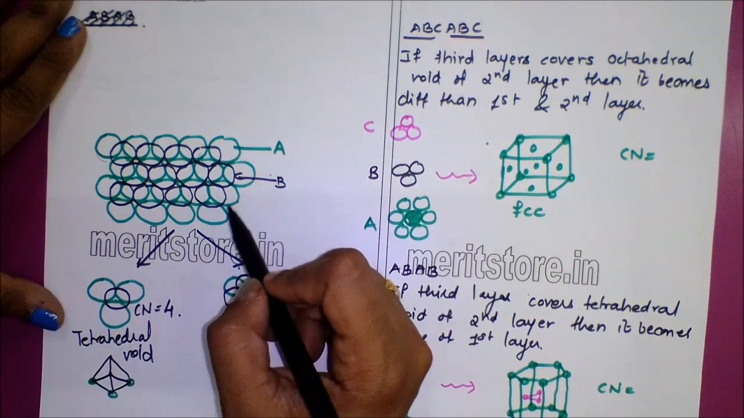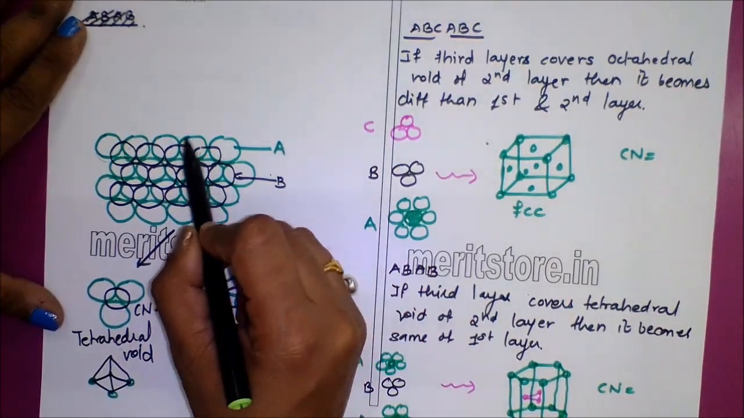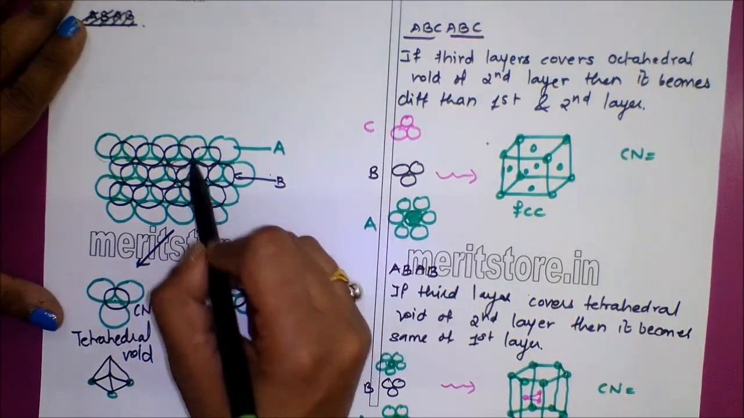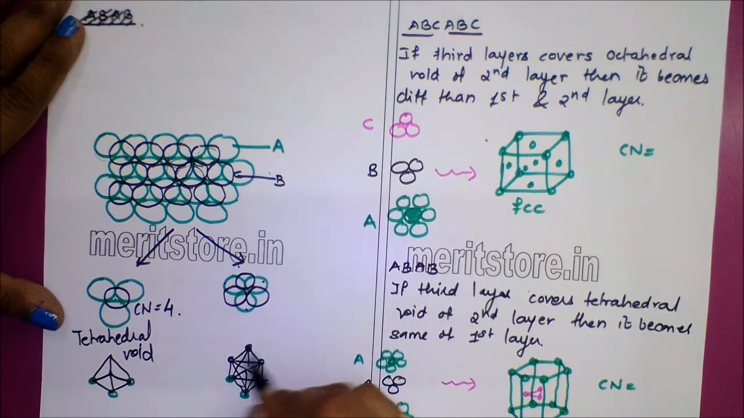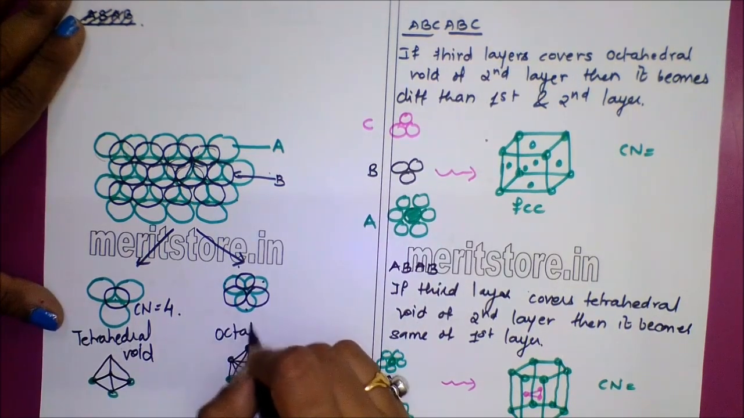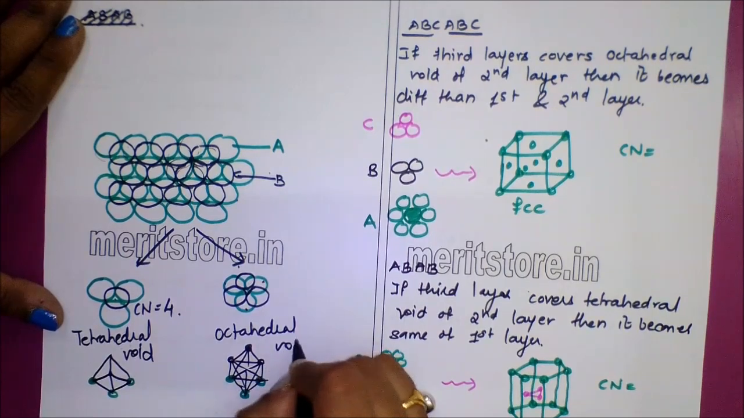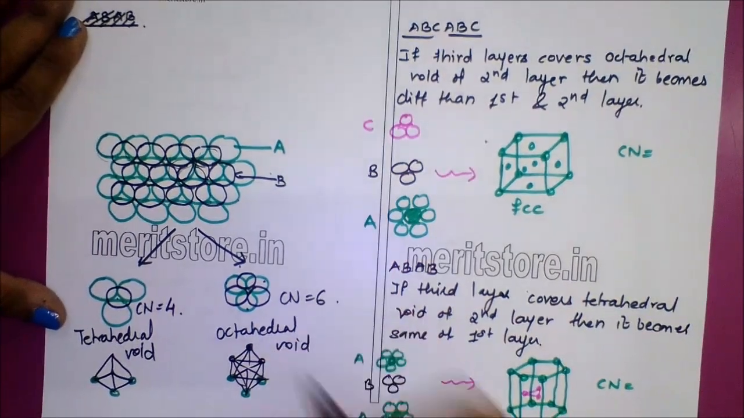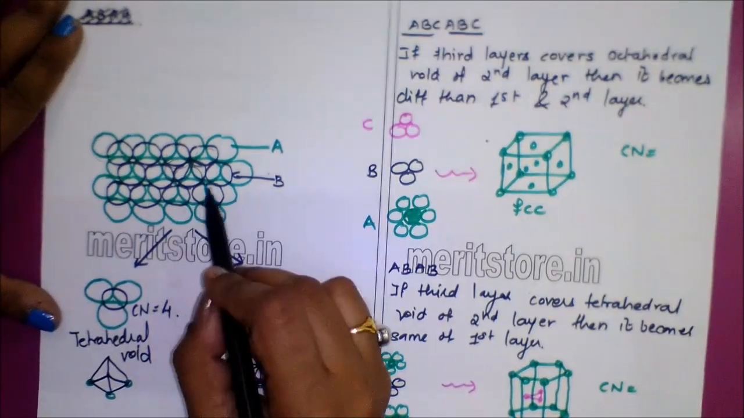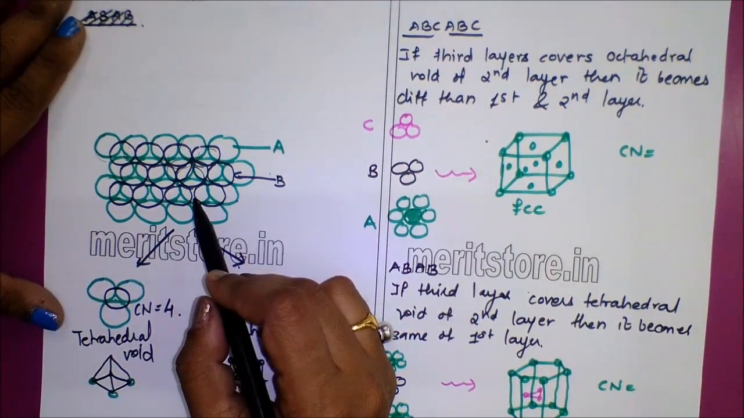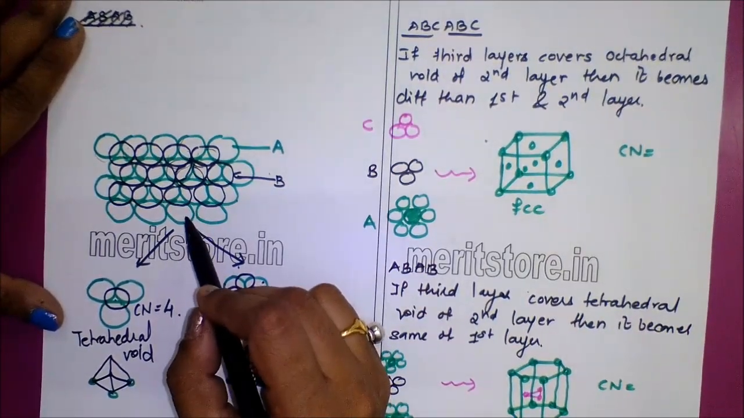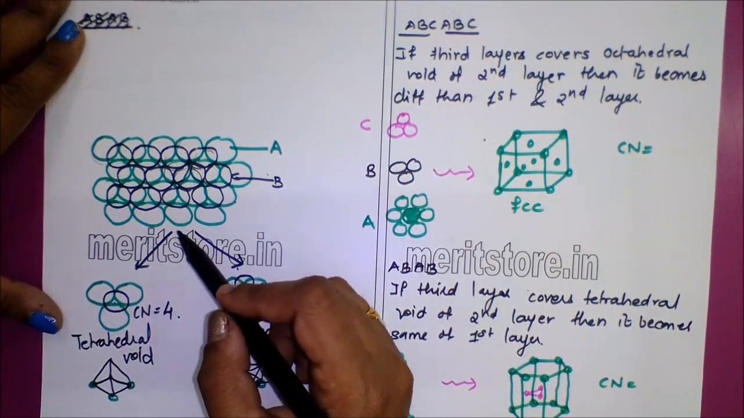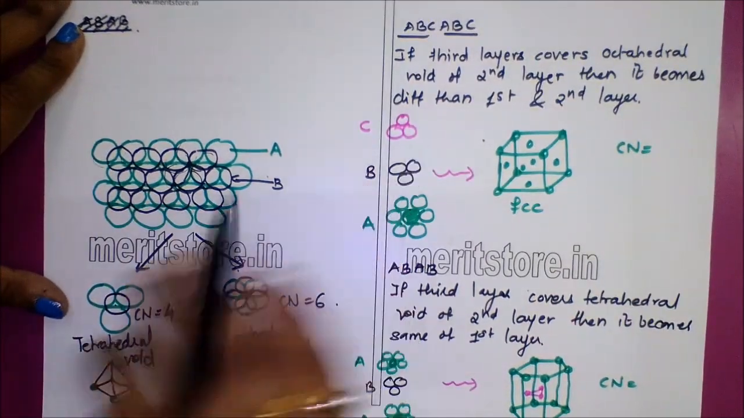While in case of this particular atom, we can also see these 3 green atoms are in contact with 3 black atoms. So this kind of void space is surrounded by 6 atoms. So we call this an octahedral void with the coordination number equal to 6. So overall in the 2 layers of AB packing, we have 2 types of void spaces, tetrahedral void and the octahedral void.